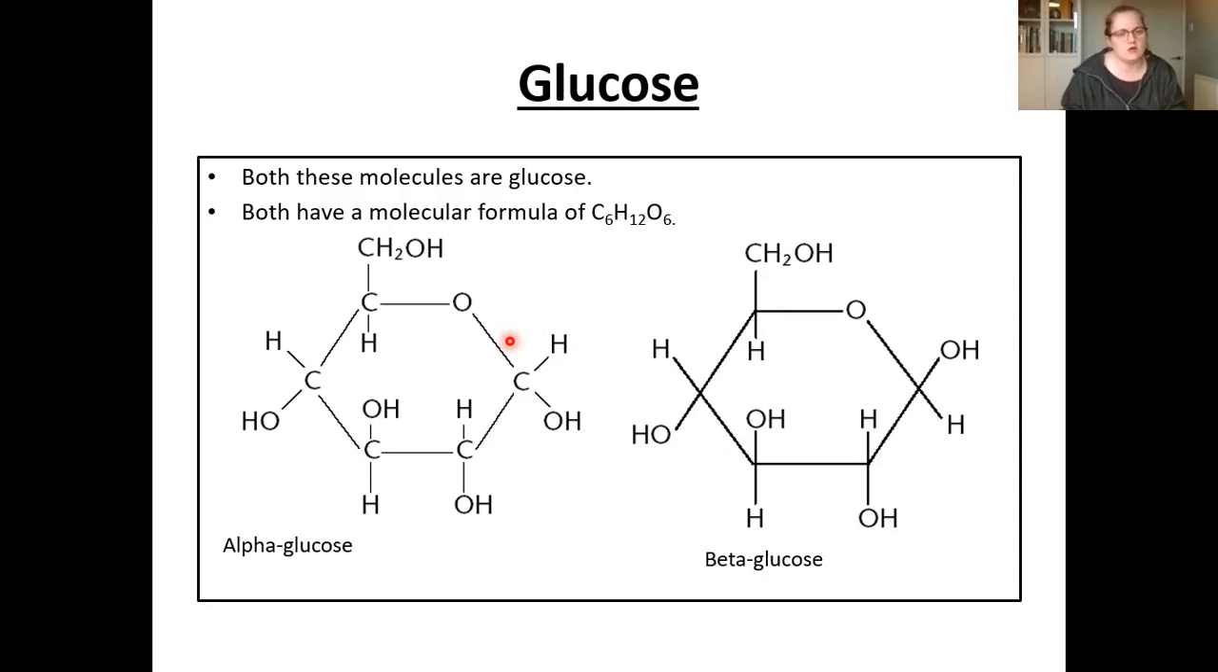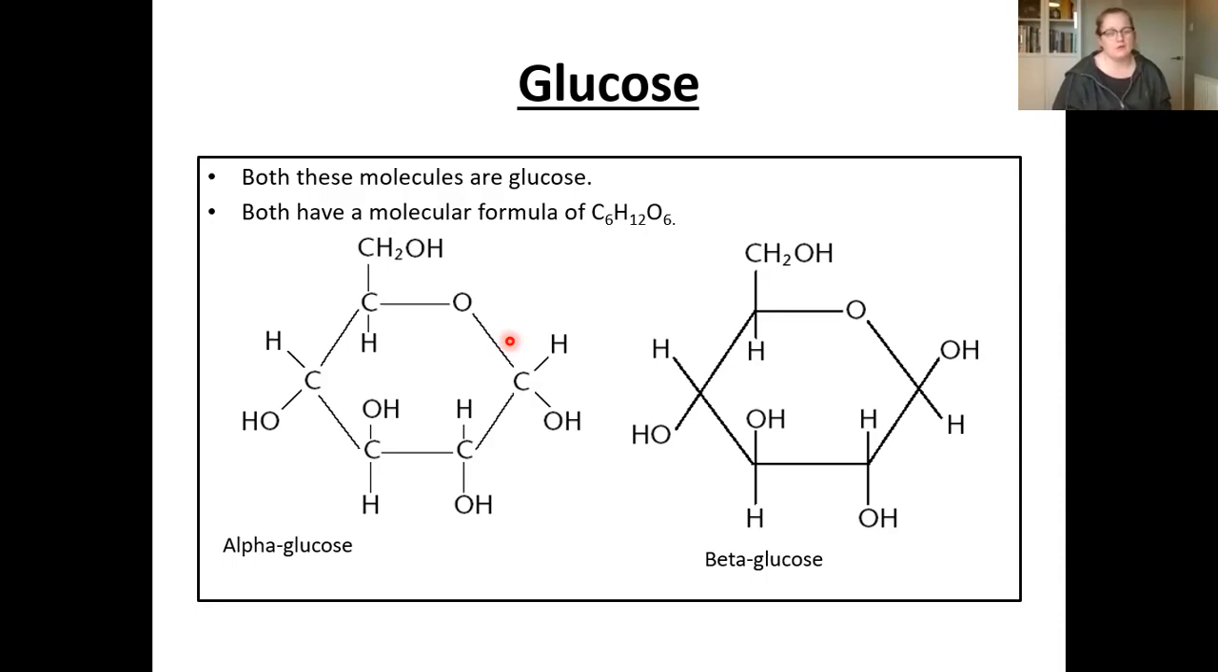That's all you need to know about alpha and beta glucose for now. They are isomers, so they have slightly different arrangements. It's the same molecular formula, but those two groups are switched around. You have to know this off by heart. It's one of those things that people try to come up with really strange ways of remembering.